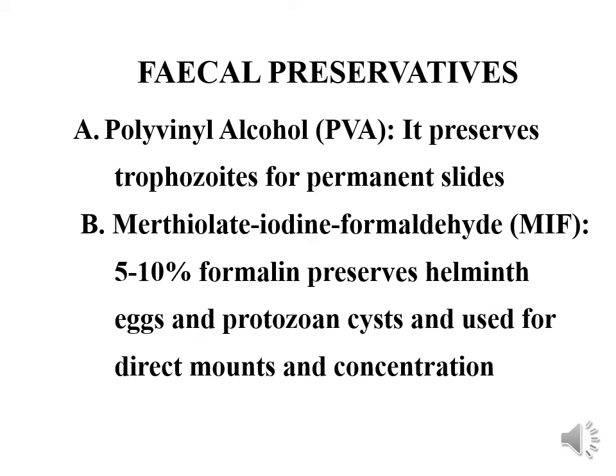So we spoke about preservatives. We have at least 2 good preservatives for stool specimens. The first one is what we call polyvinyl alcohol, and usually this preserves the trophozoite for permanent slides. Parasites with trophozoites like Entamoeba histolytica and Giardia lamblia, etc. And there is merthiolate iodine formaldehyde, and you can use a concentration of 5 to 10%, and this preserves the helminth eggs and the protozoan cysts, and it could be used for direct mounts and concentration.